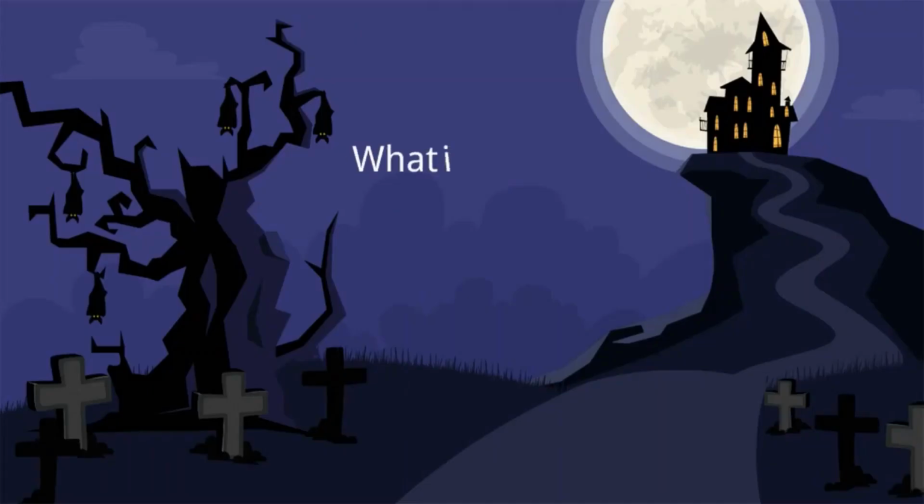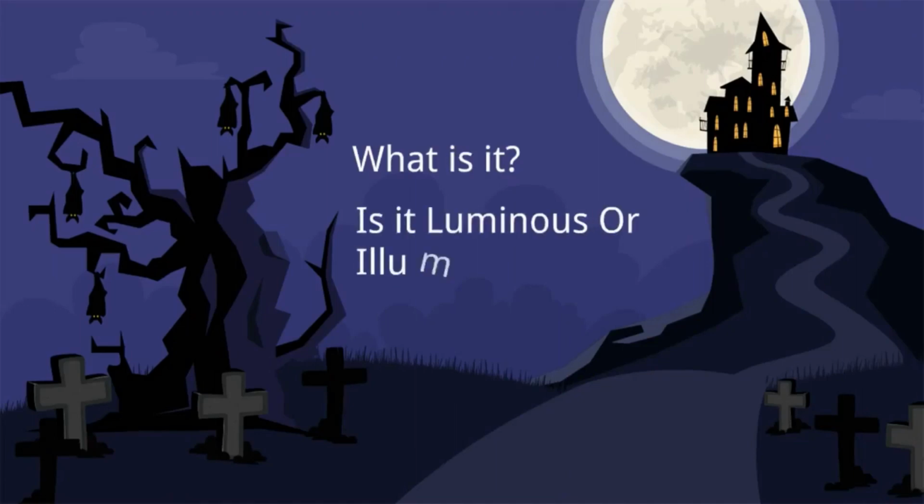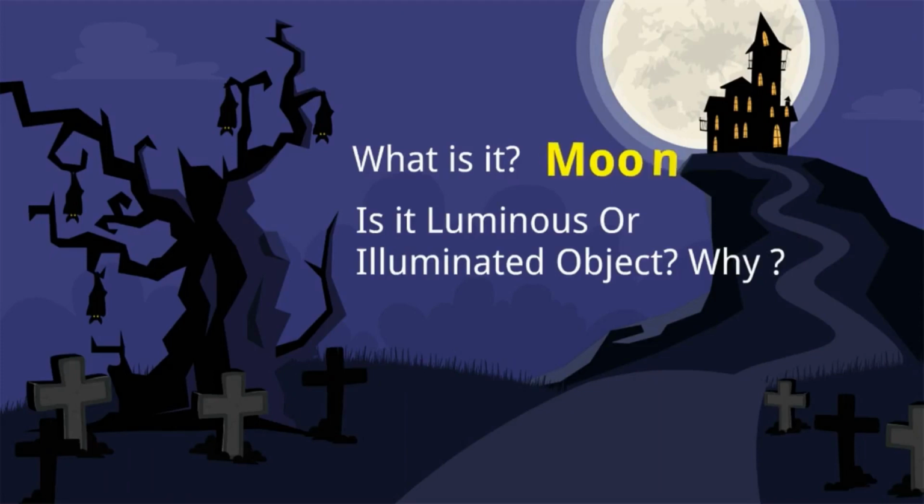Look at this picture. It is at night. Are you able to see this bright thing? What is it? Is it a luminous or illuminated object? And why? It's the moon. So we will see whether the moon is a luminous or illuminated object.